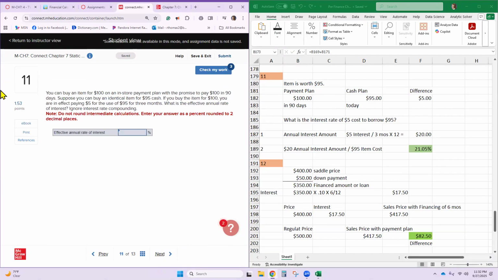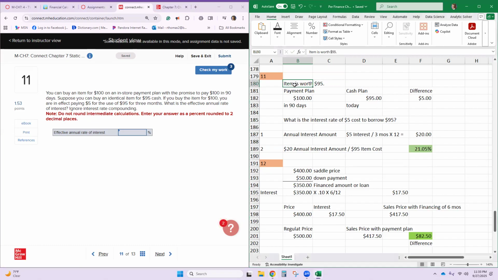Okay, this is a little bit weird, but you can buy an item for $100 on an in-store payment plan with the promise to pay $100 in 90 days. Suppose you can buy an identical item for $95. So we're looking at the difference in the item of $100 and $95. If you buy the item for $100, you are in effect paying $5 for the use of $95 for 3 months. What is the effective annual rate of interest? Ignore interest rate compound.